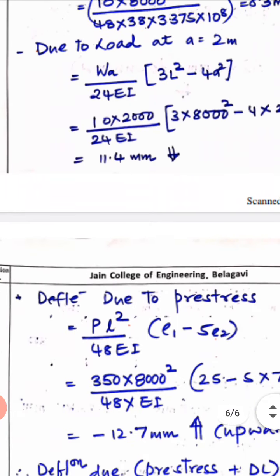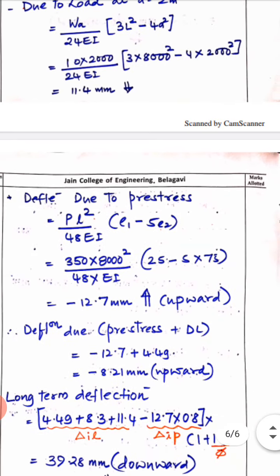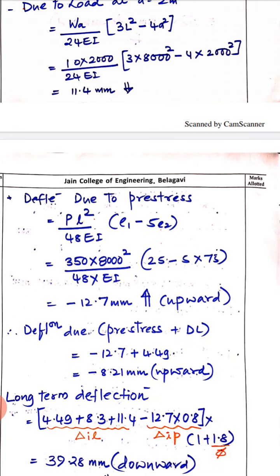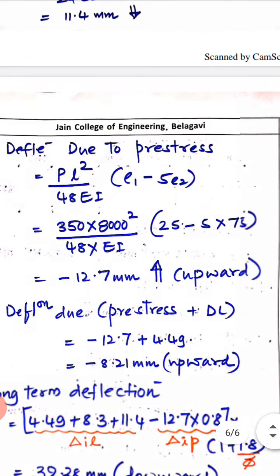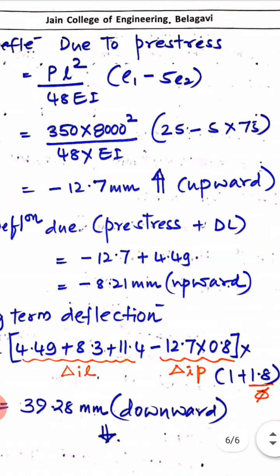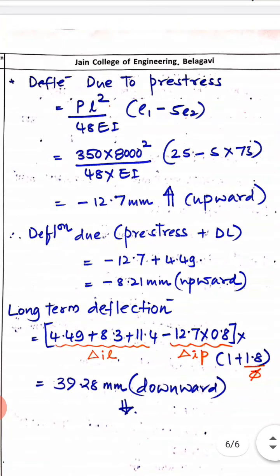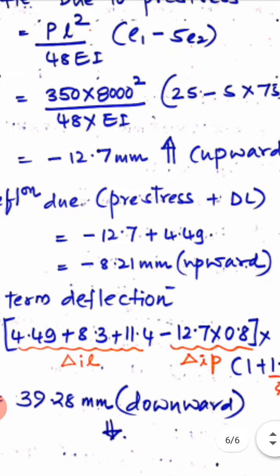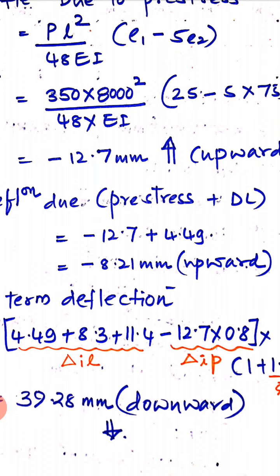Then we got deflection due to pre-stress. I told you if there is an eccentricity with point load, we got PL squared upon 48EI, E1 minus 5E2. According to that we got 12.7 mm. So negative means upward. Then we got deflection due to pre-stress plus dead load. They are asked to calculate the deflection due to pre-stress plus dead load. So pre-stress is minus 12.7 and the dead load is downward, that is 4.49. So ultimately we got deflection due to pre-stress plus dead load as negative 8.21, which means it is upward.